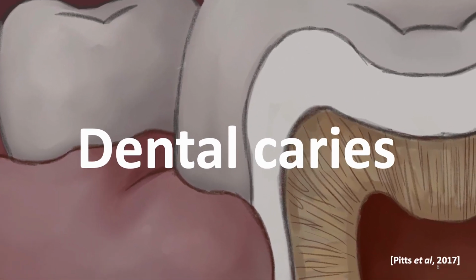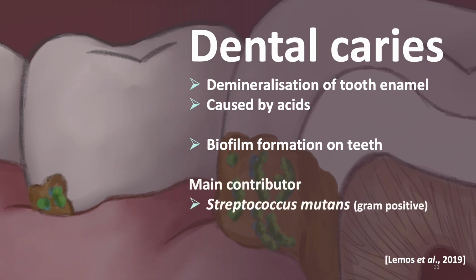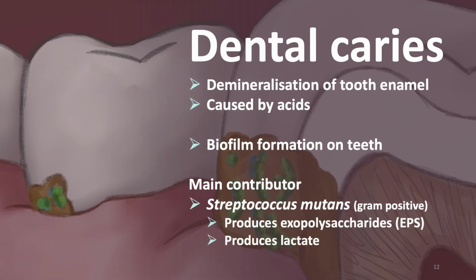Our tooth enamel undergoes a constant re- and demineralization. Normally, the saliva provides minerals and neutralizes the surface of teeth, contributing to the remineralization, whereas acids cause demineralization. In dental caries, the demineralization predominates through increased amounts of acids leading to tooth decay. Acids, mainly lactate, are synthesized by bacteria embedded in the biofilms on teeth. Streptococcus mutans is the main culprit when it comes to caries. It contributes to biofilm formation by producing exopolysaccharides, shortened to EPS, and produces lactate.